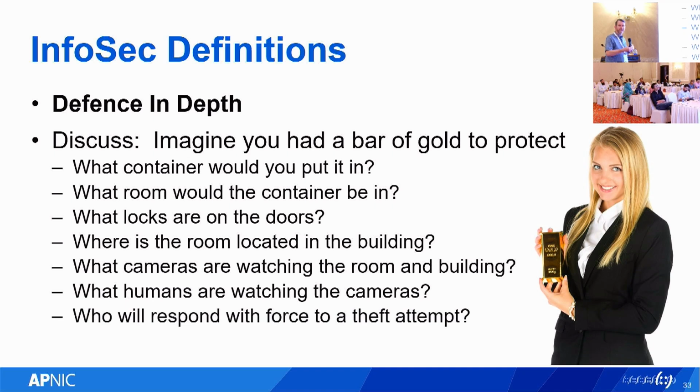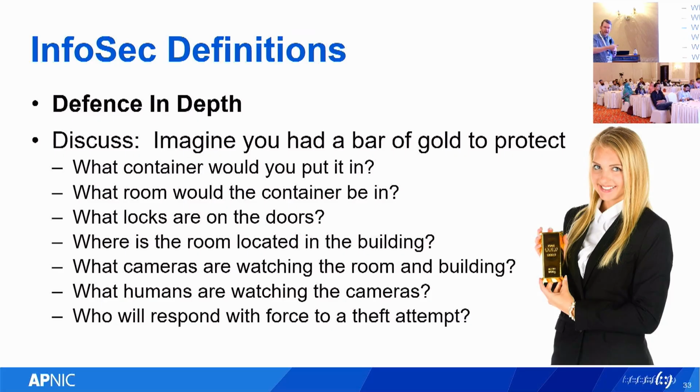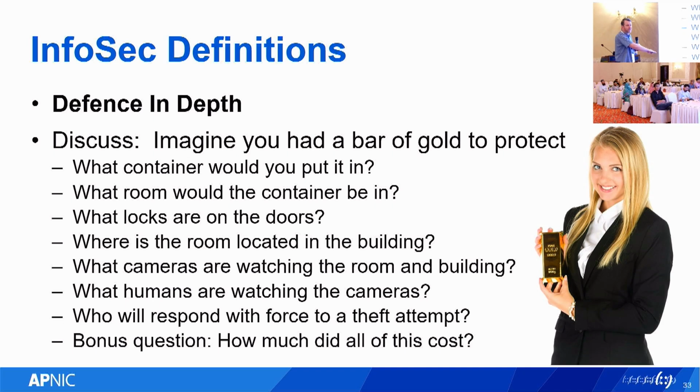To respond, if that security guard stays in his little room watching a camera, that's not going to be enough. You need someone who can then respond and actually stop the thief from breaking in and stealing your bar of gold. So here we've got our prevention, our detection, and our response. So how does that play out? How many layers, how much protection do you have? Now the bonus question at the end of all of this is how much does all of this cost? Because this will cost money.